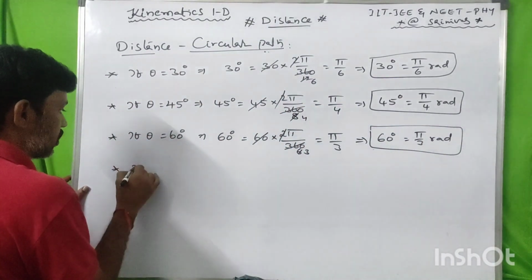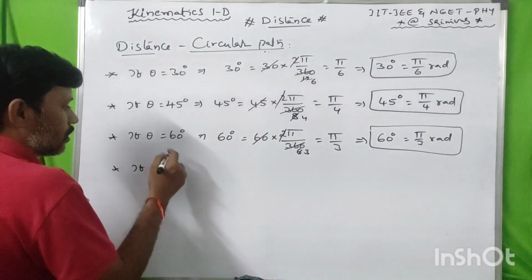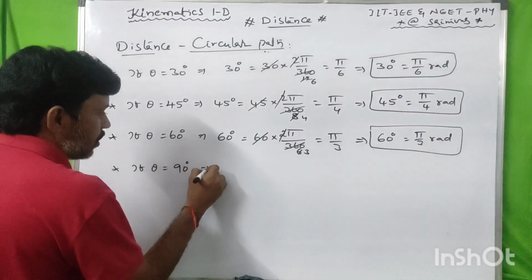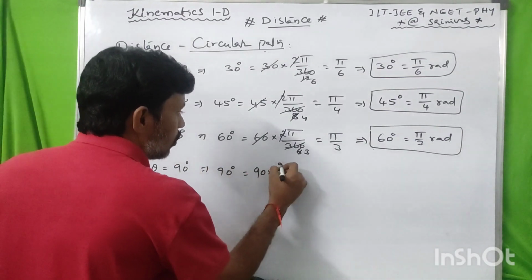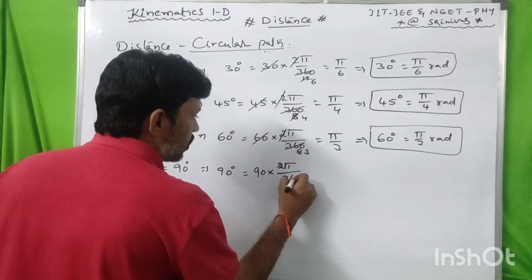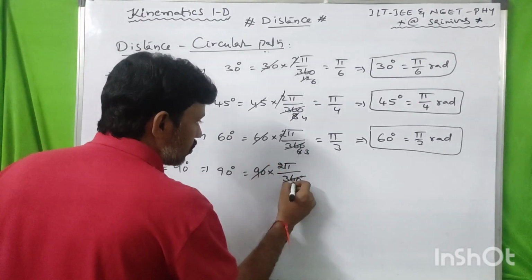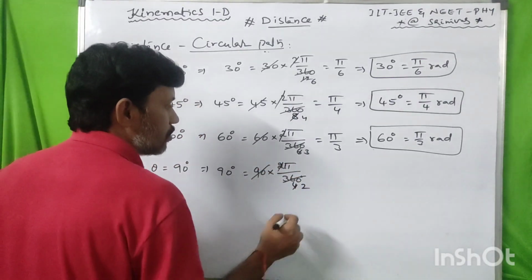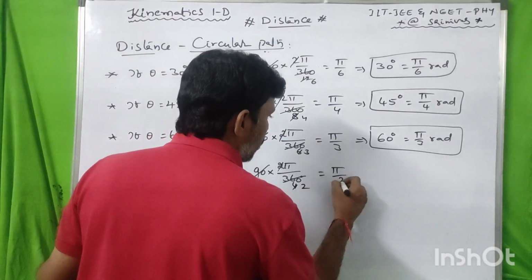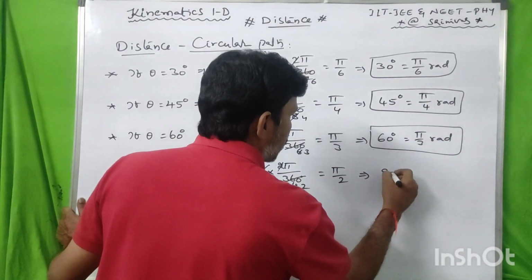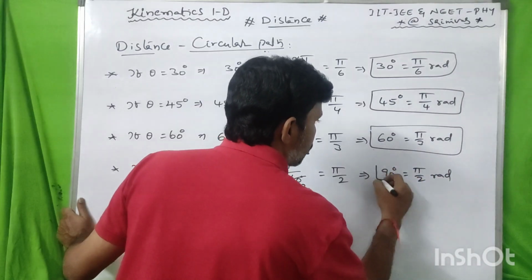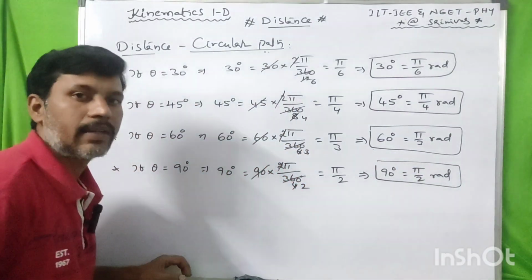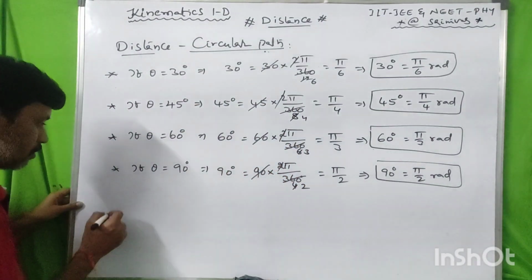Next, if theta is equal to 90 degrees, let us take. That implies 90 degrees is equal to 90 into 2 pi by 360. 9 1 times 90, 4 times. 2 1 times 2, 2 times. This is equal to pi by 2. That implies 90 degrees is equal to pi by 2 radians.